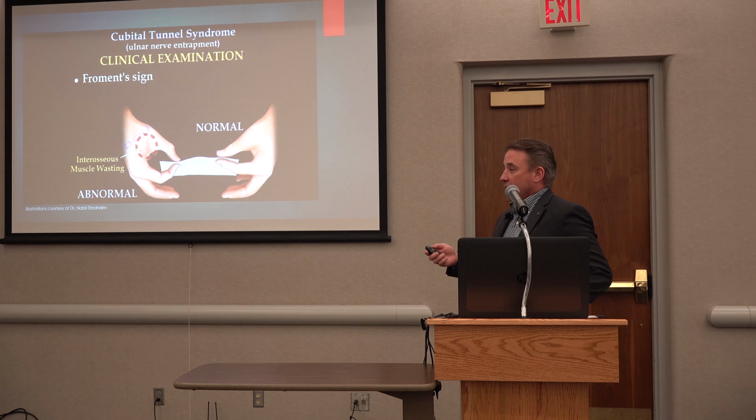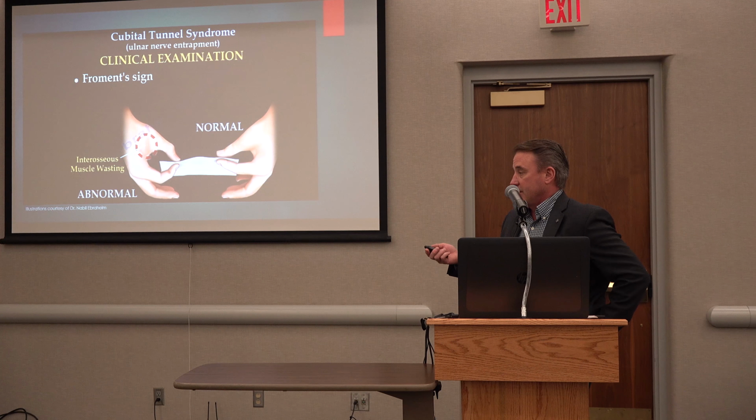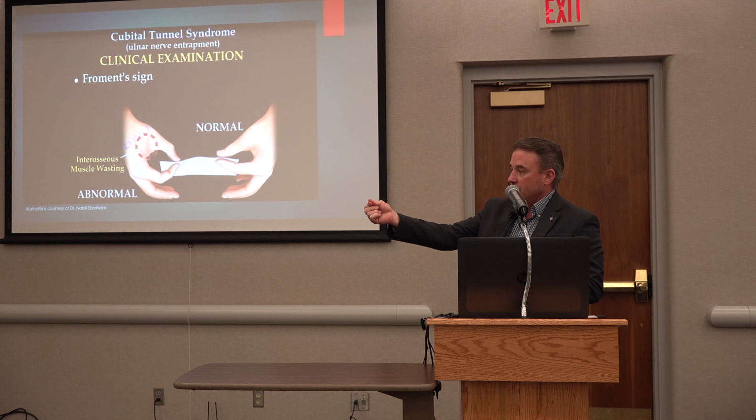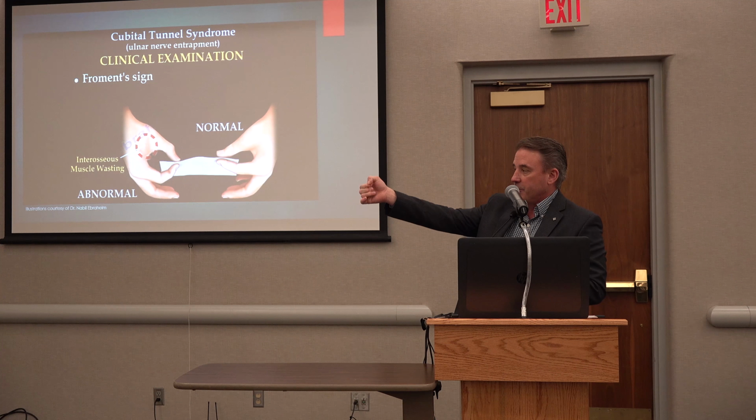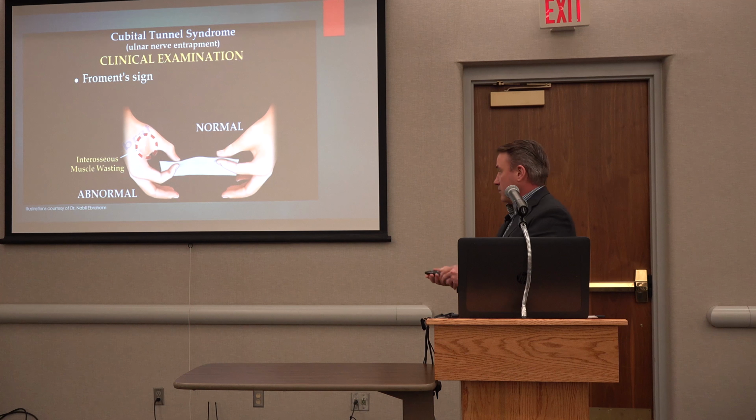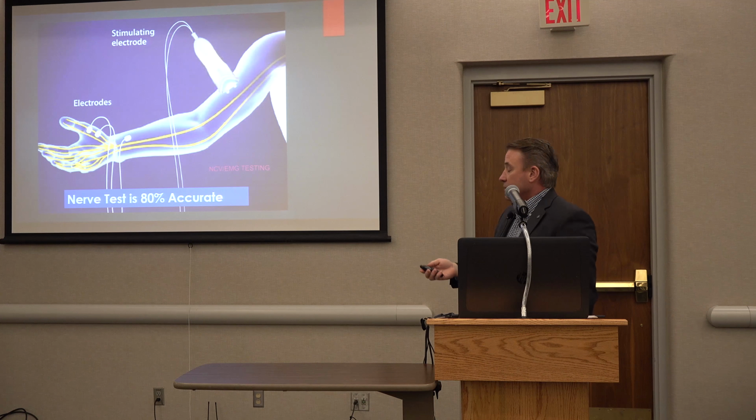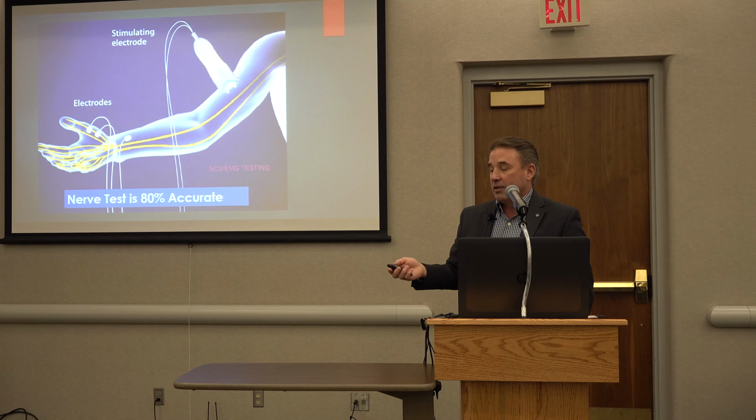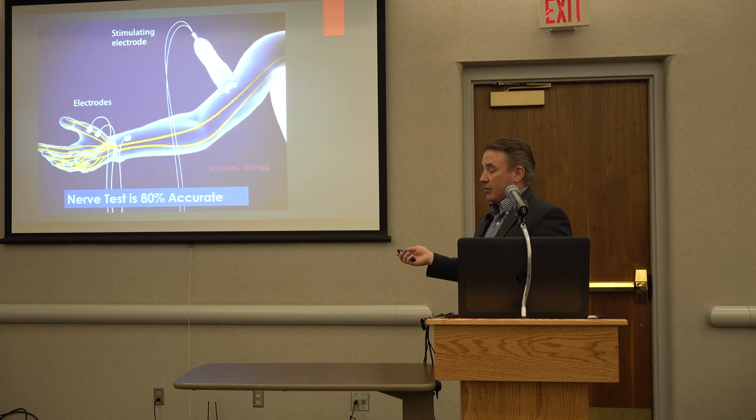Froment's sign, this is to test their intrinsic muscle strength. If they are starting to get stage 3 and some atrophy, they won't be able to hang onto a piece of paper because they can't keep the pad of their thumb down for friction, and the FPL takes over. Testing: usually the diagnosis is made clinically, but if there's any doubt, we'll send them for EMG nerve conduction testing.